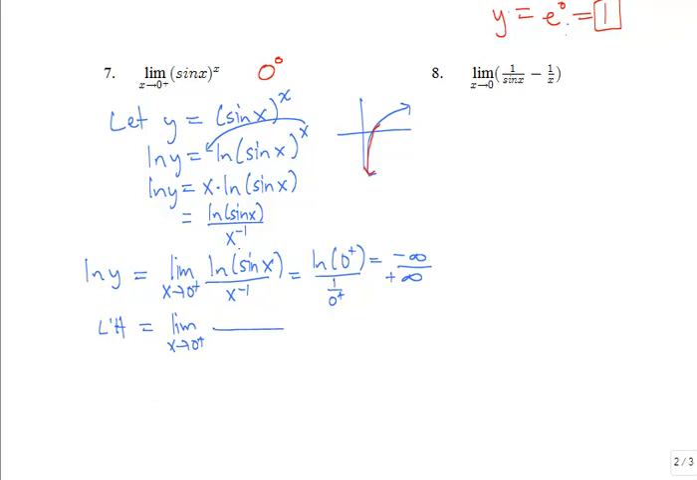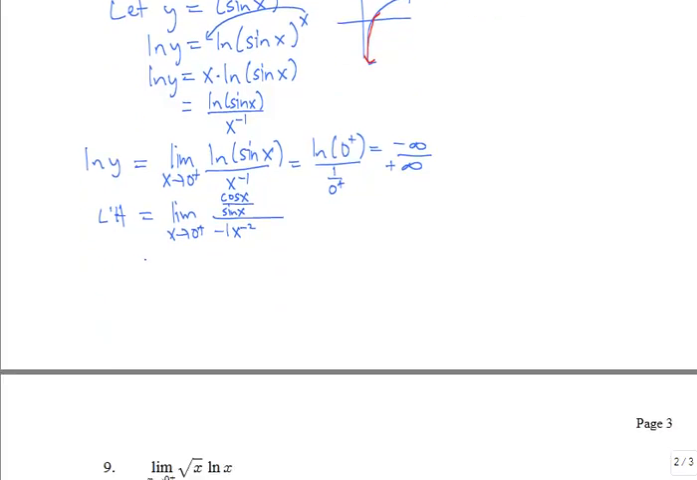To take the derivative of the numerator, this is ln of stuff again. So we need stuff prime over stuff. So the sine of x goes to the bottom, and the derivative of sine of x goes to the top, and the derivative of sine is cosine. So this is stuff prime over stuff. And then in the denominator, the derivative of x to the negative 1 is negative 1x to the negative 2. So we want to clean that up to see what we're dealing with.